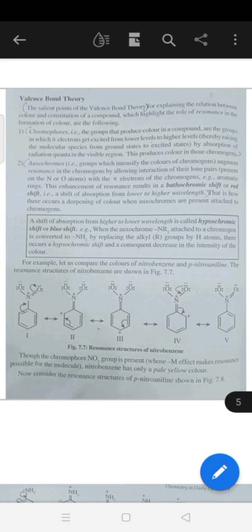This produces color in those chromogens. Oxochromes augment resonance in the chromogens by allowing interaction of their lone pairs with the pi electrons of the chromogens. Example, aromatic rings. This enhancement of resonance results in a bathochromic shift or red shift, that is, a shift of absorption from lower to higher wavelength. That is how there occurs a deepening of color when oxochromes are present attached to chromogens.